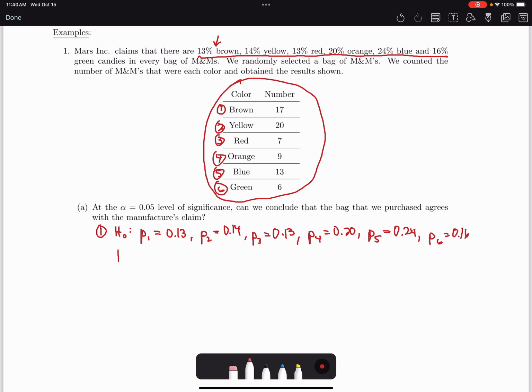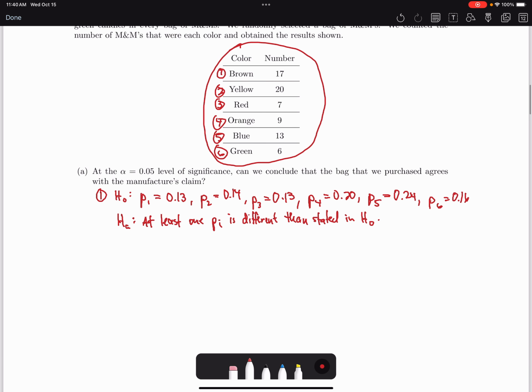The alternative hypothesis, we'll just write this in words. We'll say at least one proportion is different than stated in the null hypothesis, okay? So there's step 1. Now step 2 is to compute a bunch of sample proportions. To do that, we'll need to know the total number of M&Ms in our bag.